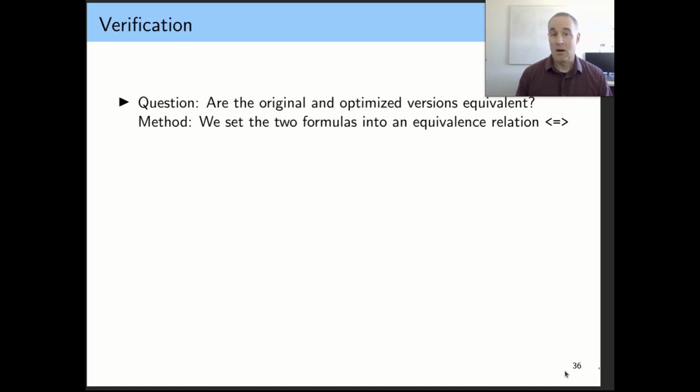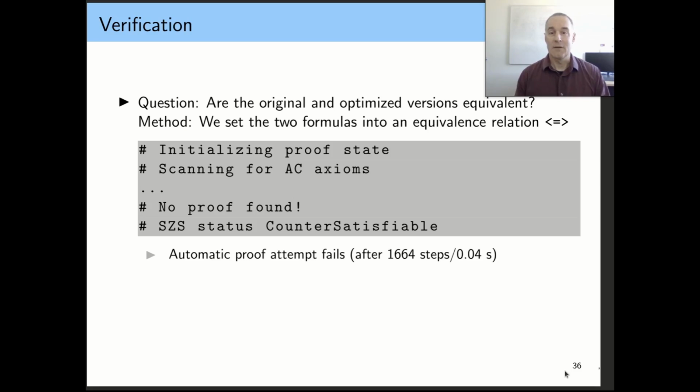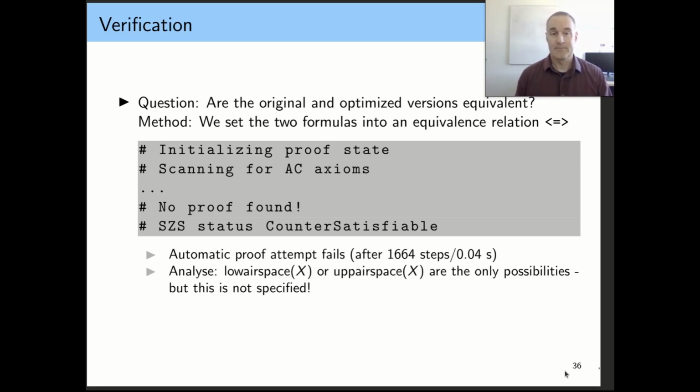Right? So are the original and optimized versions equivalent? Well, the way to determine that is we set them into an equivalence relation, and we ask a high-performance theorem prover to prove that in fact they are or that they aren't. Okay. And if we run this in a modern theorem prover, we'll get a whole series of messages, but basically something that looks like this at the start and the end of those messages that's saying no proof. We actually haven't been able to find a proof that they are equivalent.